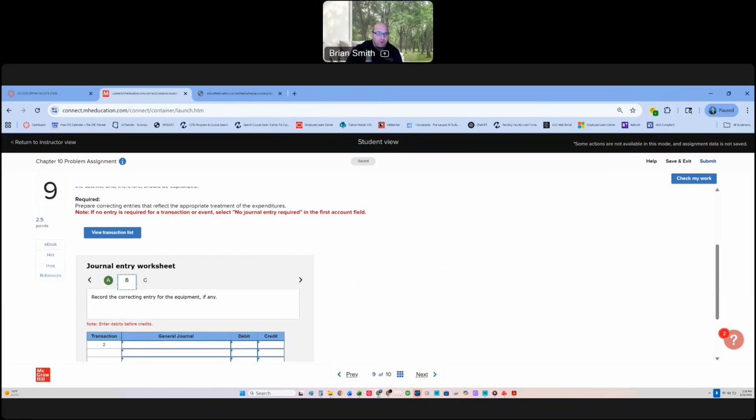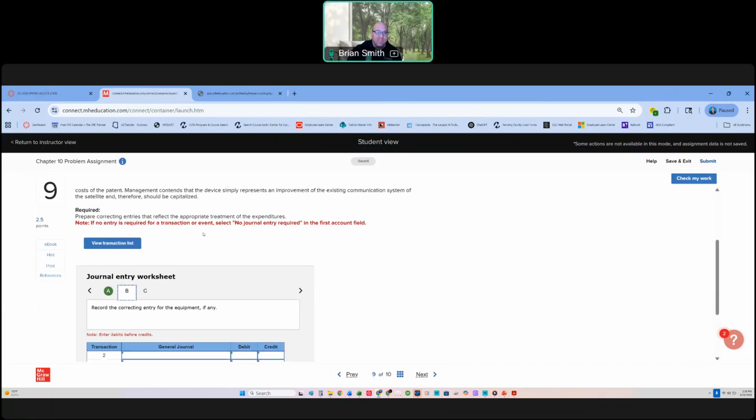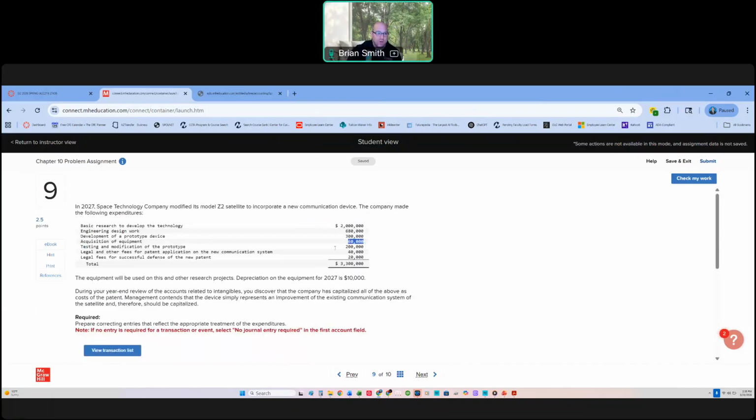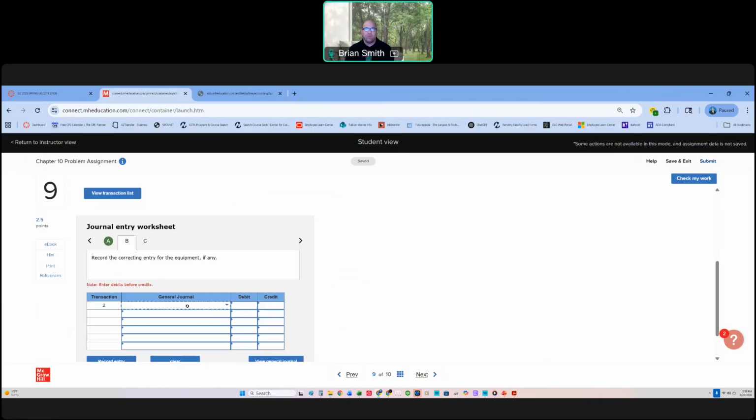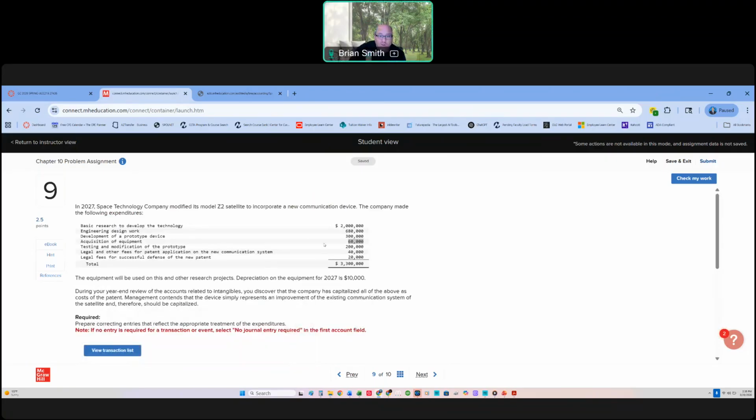What's the next one? Record the correcting entry for the equipment, if any. All right, what's the equipment journal entry modification? Well, we put 60,000 in there. We shouldn't have done that, right? Because we're going to use it for other things. So we need to debit the equipment and credit patent to remove it from the patent. 60,000.